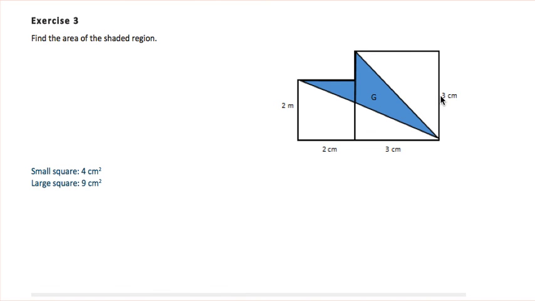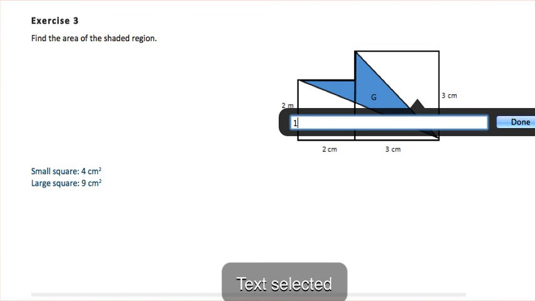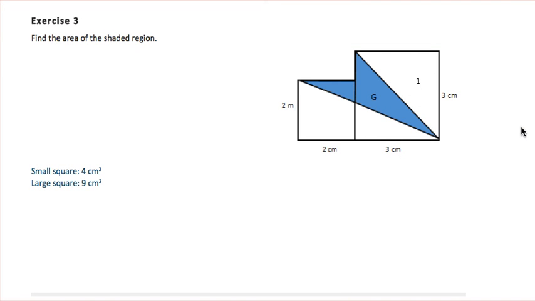I do see that I can find the area of this large right triangle. So we can do that first. Let's label that. We'll call this one 1. And then we'll hold off on the other one. Triangle 1 is 1/2 times 3 times 3. So that is 4.5 square centimeters.